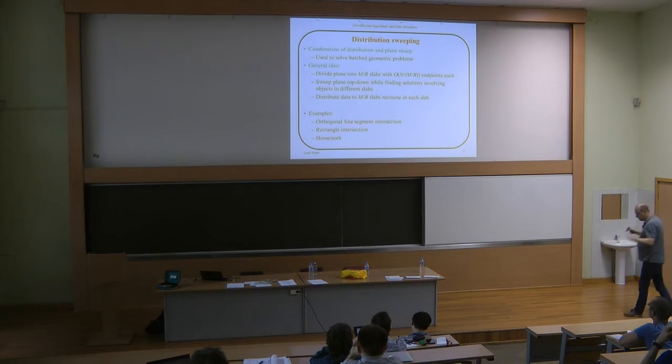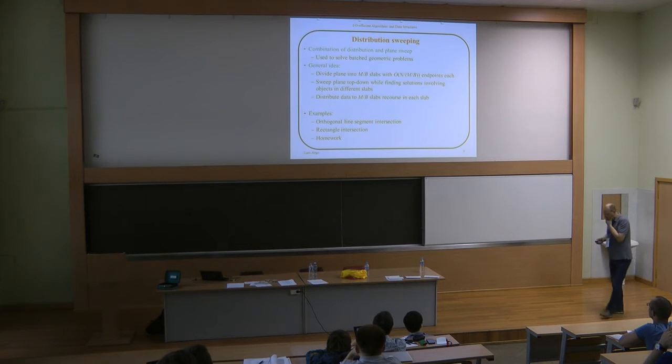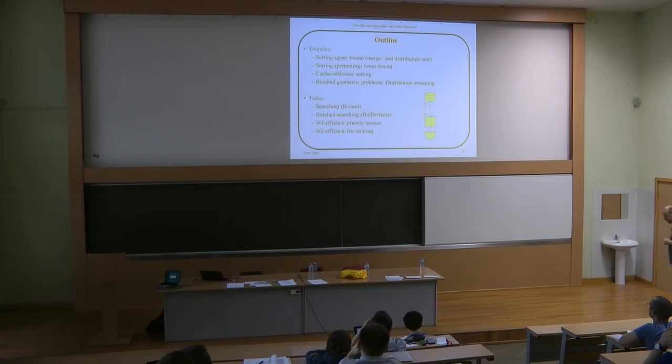So this is the idea of when you want to solve a batch geometric problem, so you have some objects in the plane, you break them up like in distribution into M over B slabs with roughly n divided by M over B points in each. You do some sweep to get the individual slabs to be independent, and then you recurse. That kind of idea has been used to solve a lot of problems, and hopefully you managed to solve yet another one. Yes. So that was, in 2 minutes, what I did on Thursday.